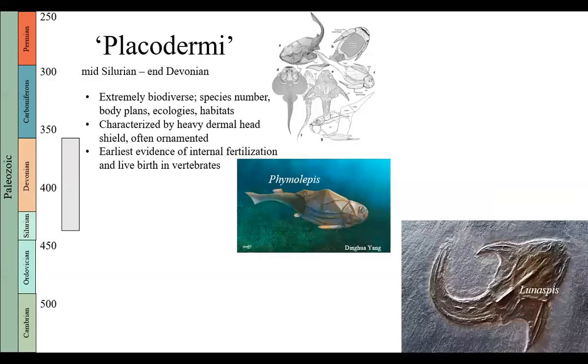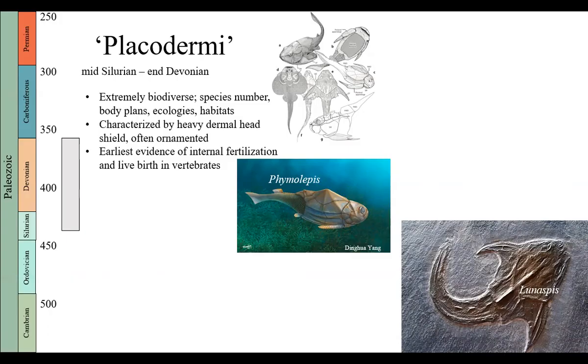But they don't all look like that. Here's one called Phimolepis. Phimolepis is very cute. The armor gets really ornamented and interesting. This is a whole clade that's very successful of placoderms called antiarchs. And these are their little eyes. They got little windows in their armor. So both eyes are way up front. And they also are bottom feeders.